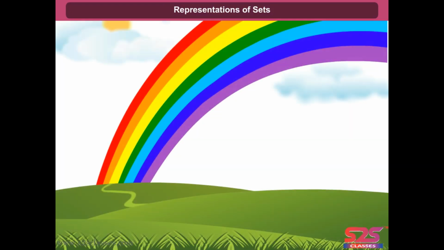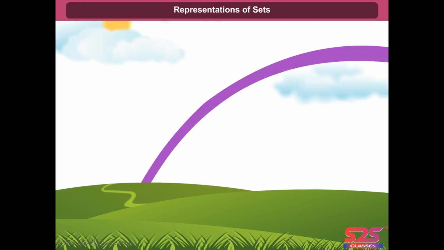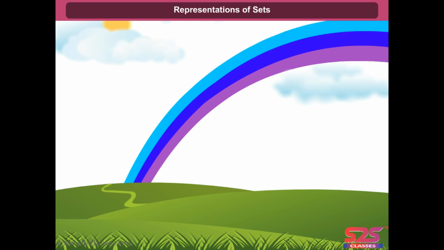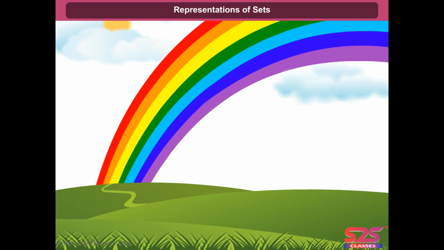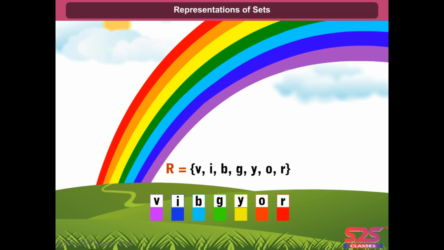Look at this beautiful rainbow. It is a combination of 7 colors: violet, indigo, blue, green, yellow, orange and red. Let's denote these colors by V, I, B, G, Y, O and R respectively. So we can say that the rainbow is a set of these 7 colors. Let's denote this set by R. This form of representation of a set is called the roster form or tabular form.